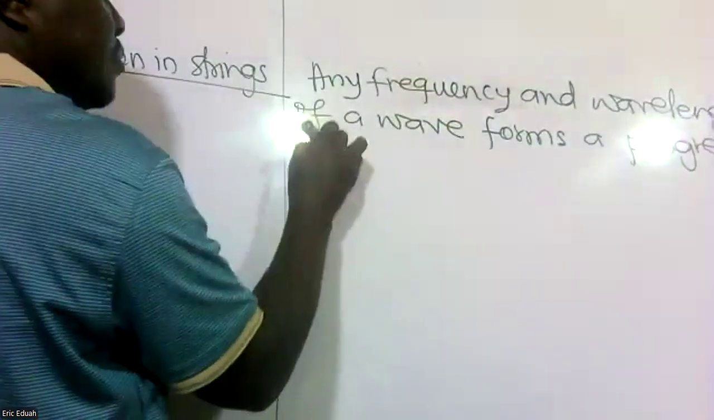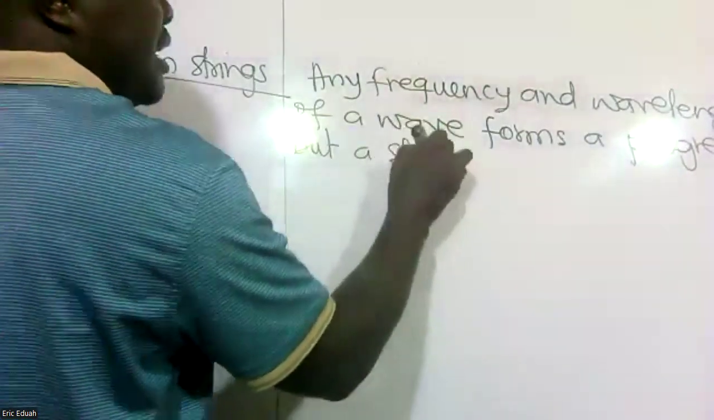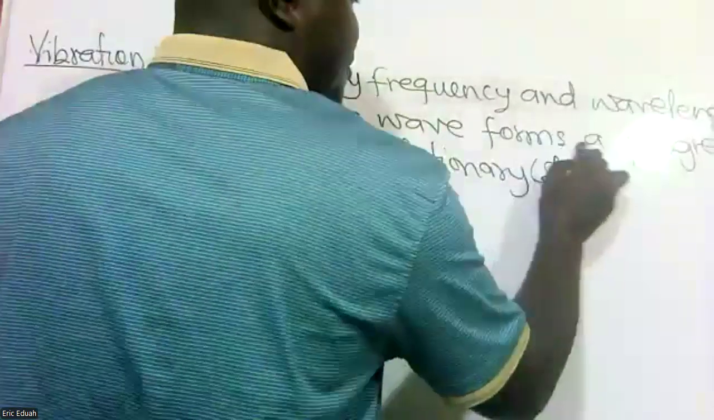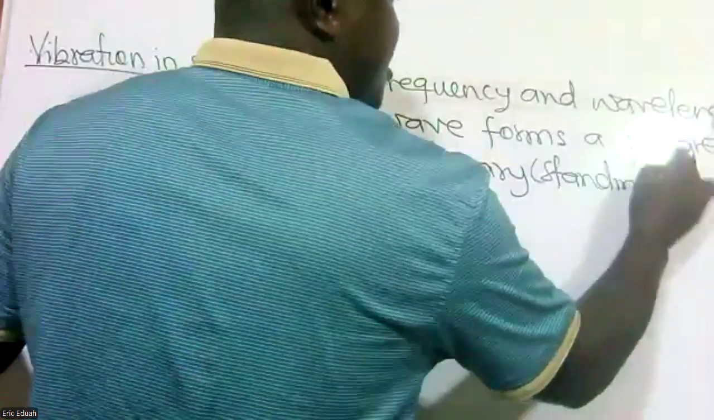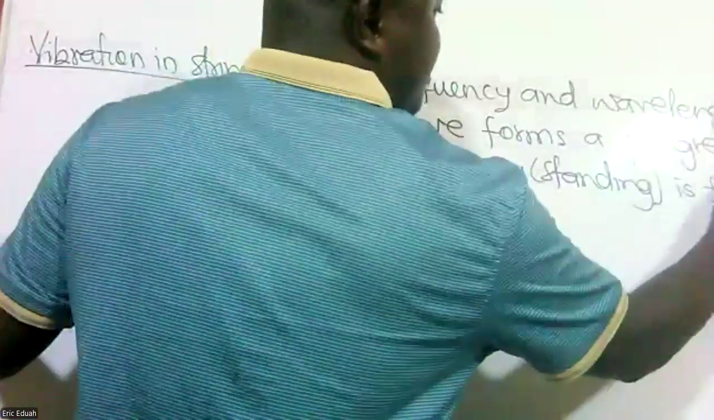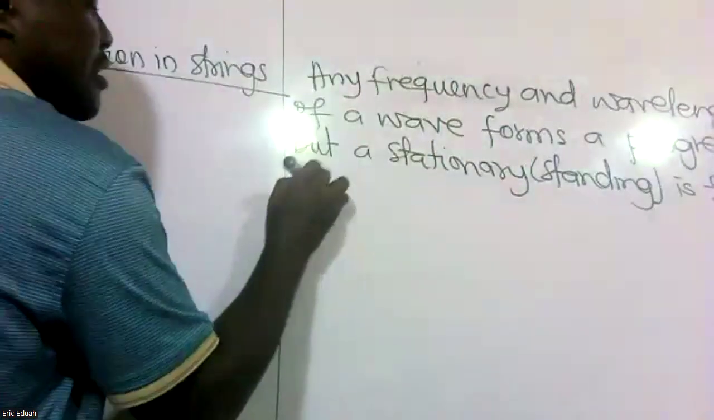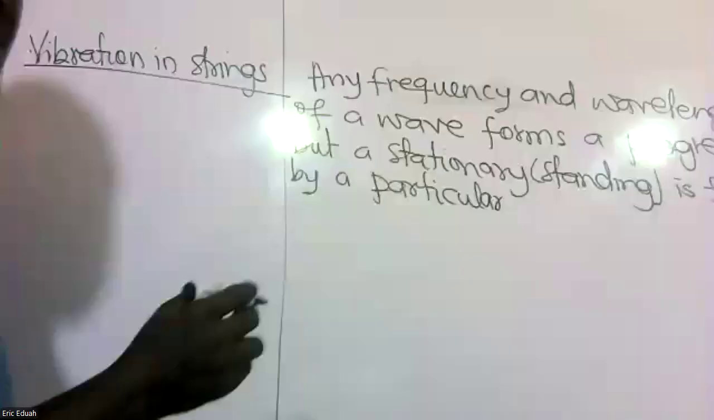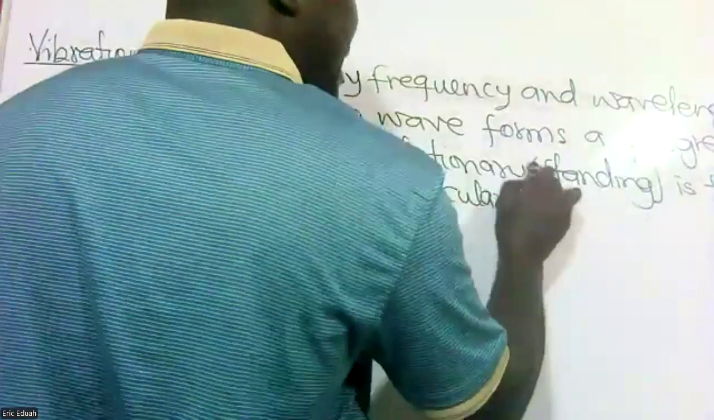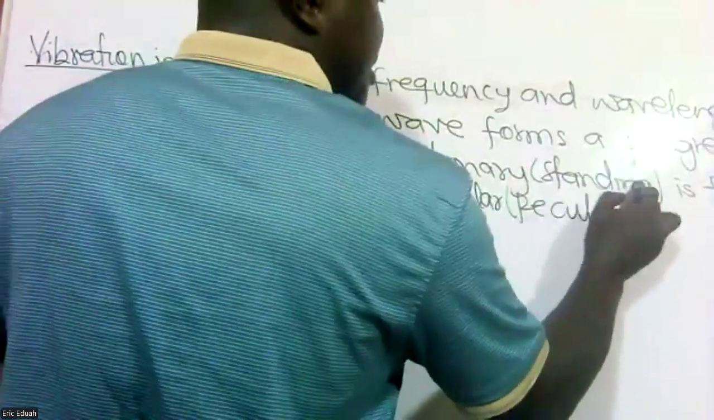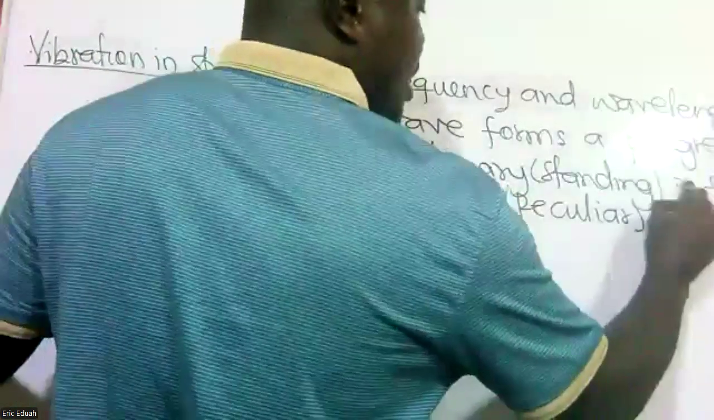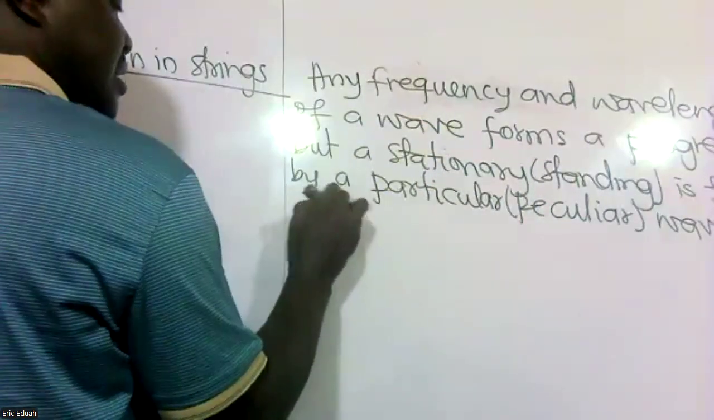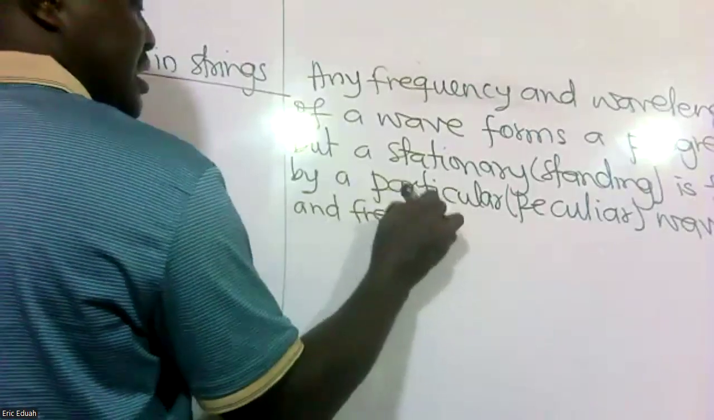But a stationary wave or standing wave is formed by a particular, or instead of particular, let's use peculiar, wavelength and frequency.